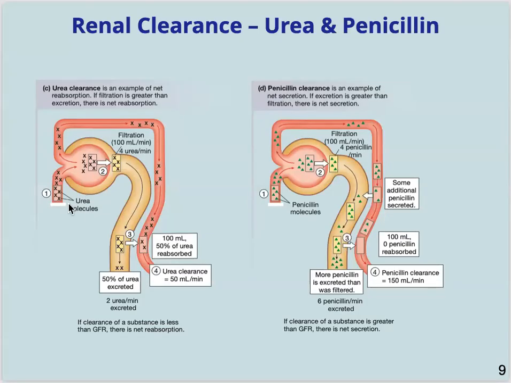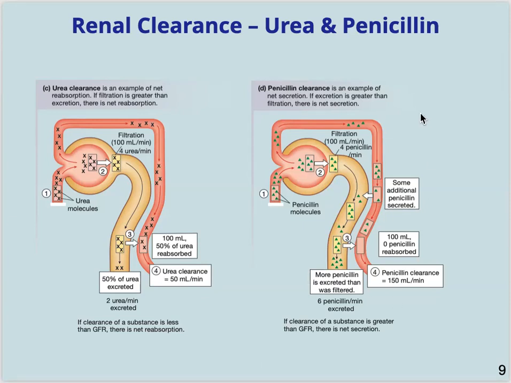The clearance of urea is an example of net reabsorption. We see that urea is another molecule that's freely filtered into Bowman's capsule. However, unlike inulin, where none of it is reabsorbed, in the case of urea, some urea ends up being reabsorbed, and so not all of it that's freely filtered will end up being excreted. If we compare the clearance of urea, we see that it's less than the clearance for inulin, and that indicates that there is net reabsorption of the substance.